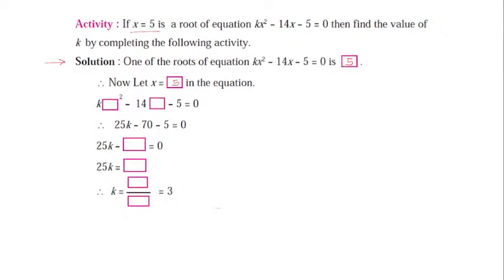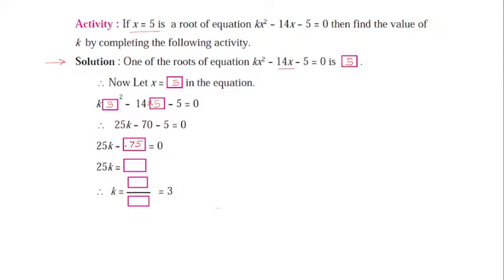So kx square, instead of x square we should write 5 square, minus 14 into x, that means 14 into 5, minus 5, as it is equal to 0. Now here 5 square is 25 and 25 into k, that's 25k. Minus 14 into 5, that's 70. Minus 5 as it is, equal to 0. Now 25k as it is, minus 70 minus 5, that would be minus 75.